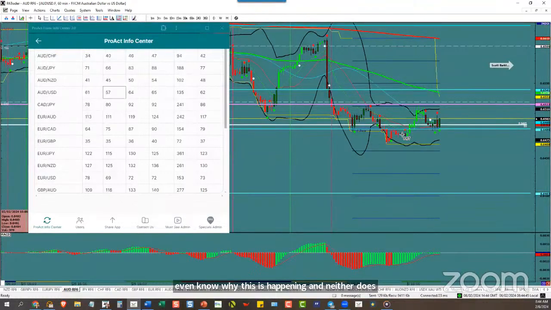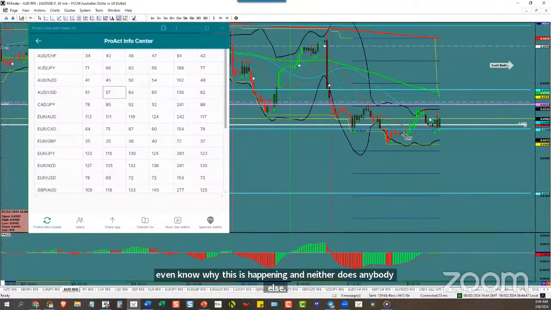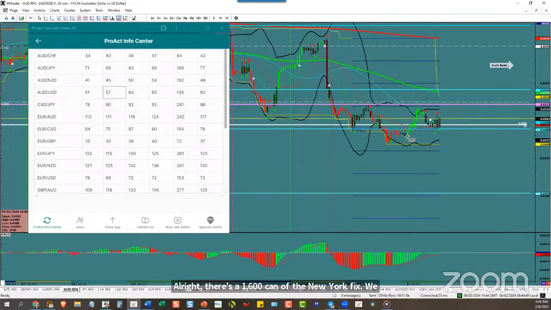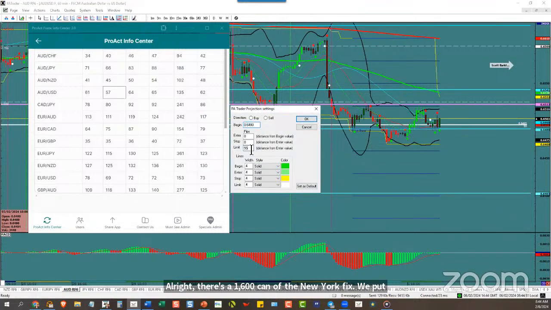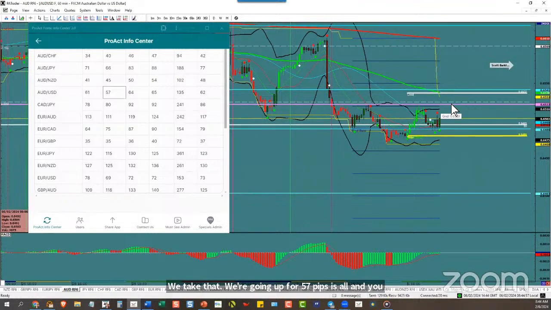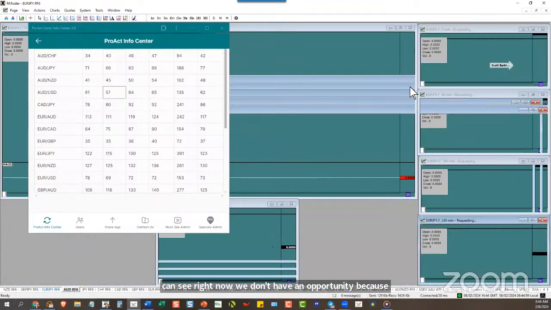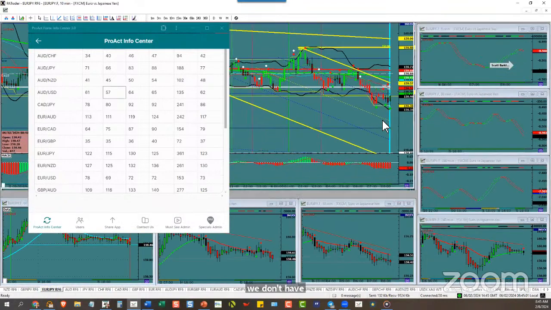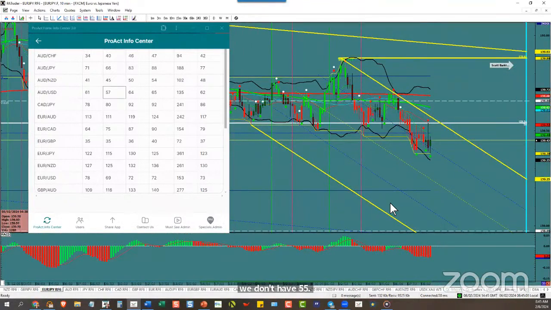All right, there's a 1600 candle, the New York fix. We put a low in, 2 candles later, we take that. We're going up for 57 pips is all. And you can see right now, we don't have an opportunity because we don't have 55 pips left. Walk away. Euro yen. All right, Euro yen, we're stuck here.